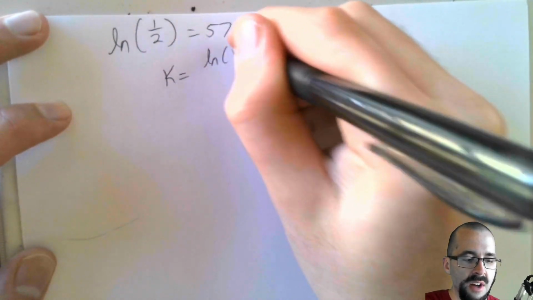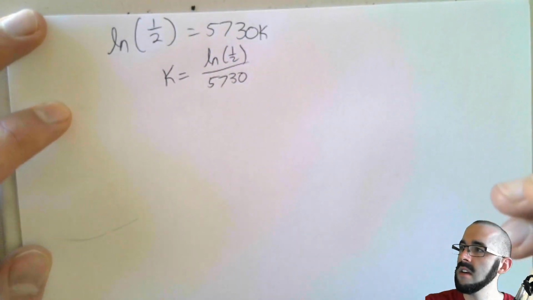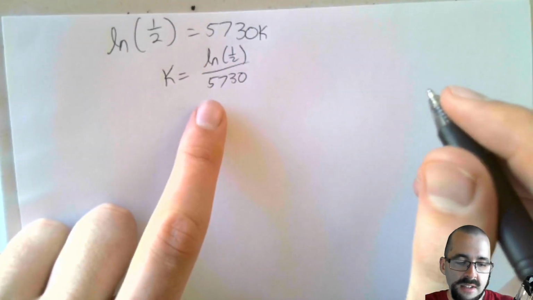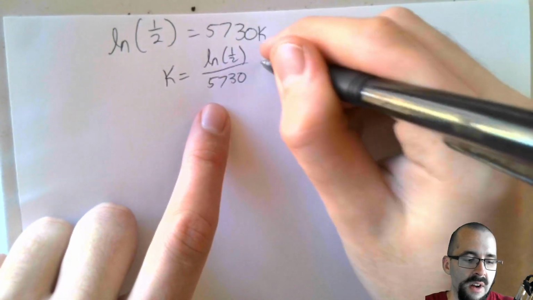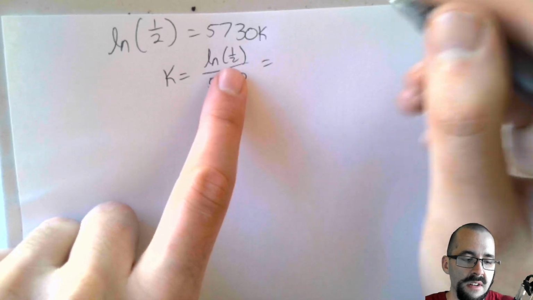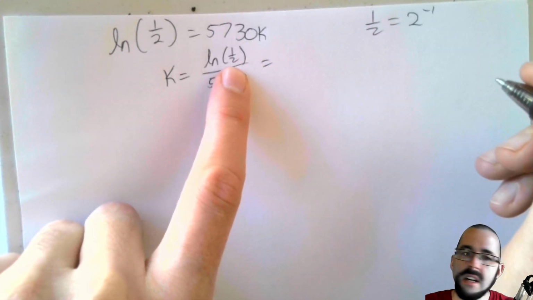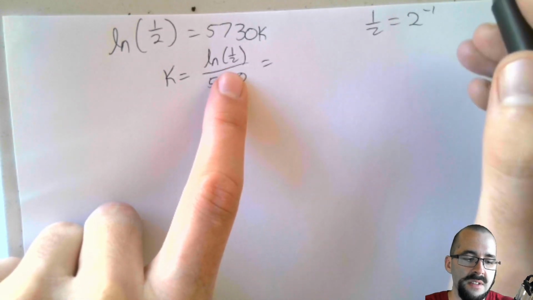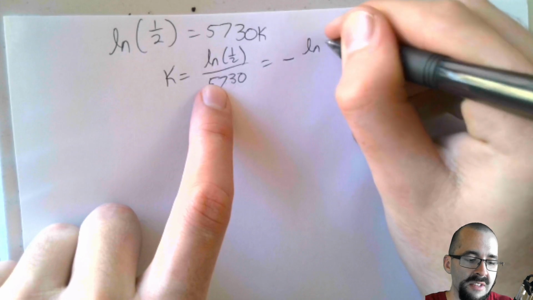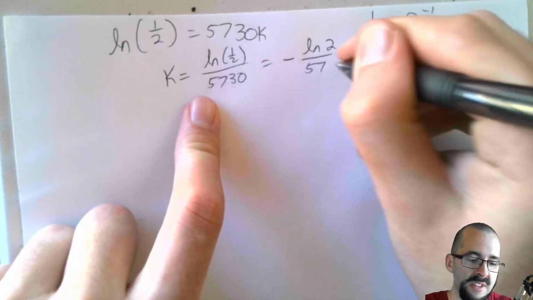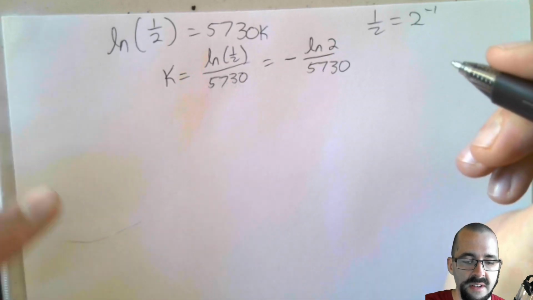K is going to be the natural log of 1/2 over 5730. And a lot of times you'll see this rewritten to look a little nicer. The natural log of 1/2. Remember, 1/2, that's 2 to the negative first power. So by the rules of exponents and logarithms, that exponent comes out in front. We can write it as negative ln 2 over 5730. This is our K value.